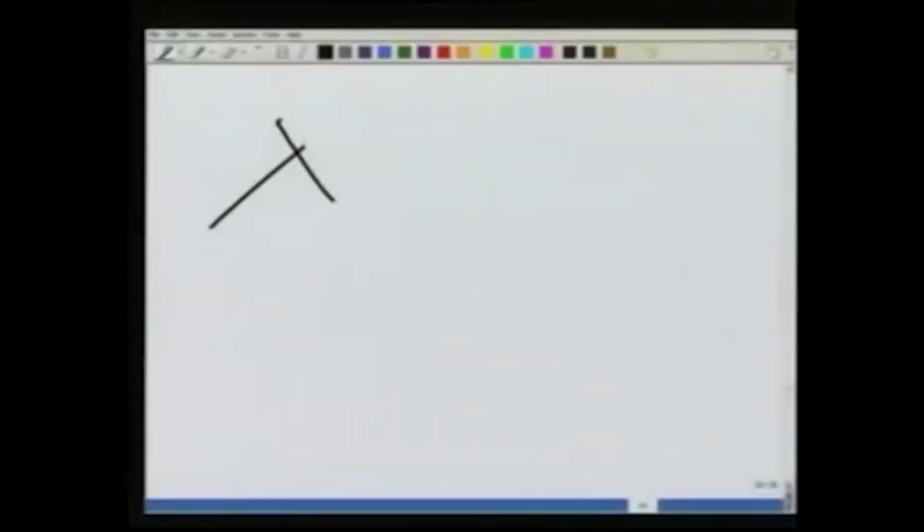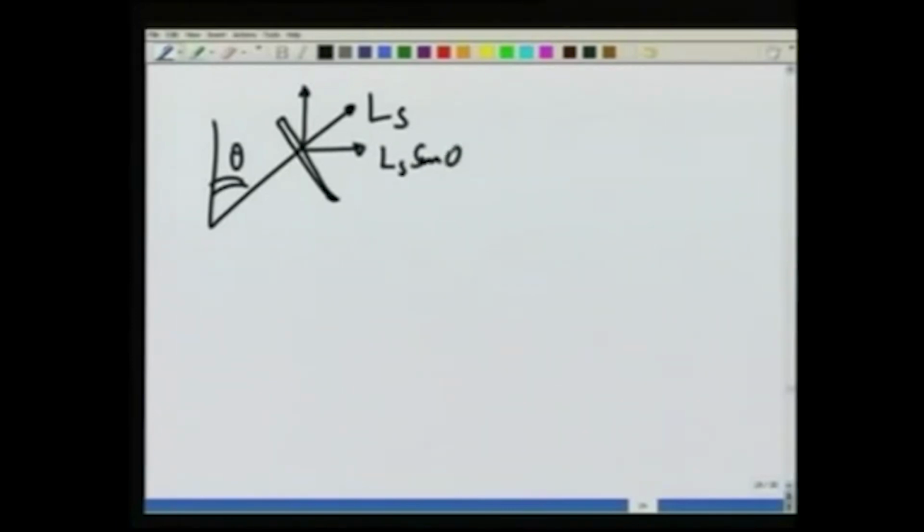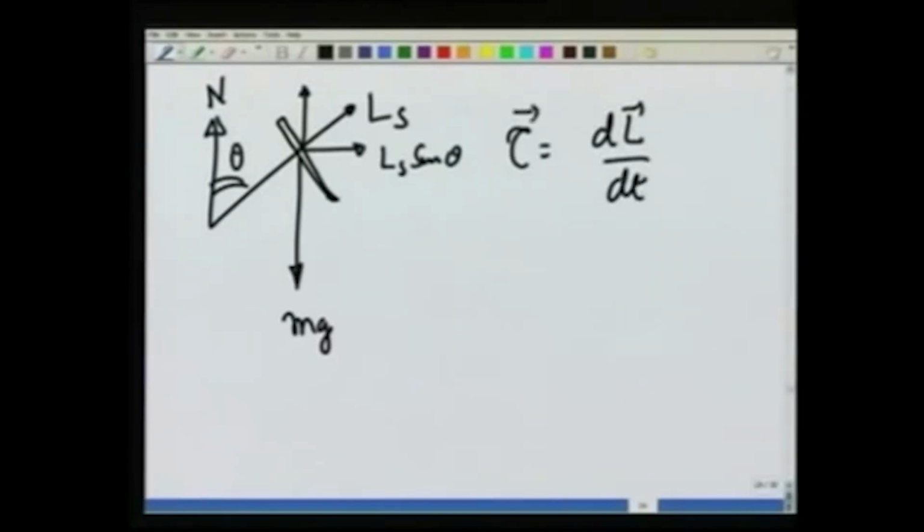Let me make a nice picture again. This is the wheel, this is L spin, this is the vertical component which does not change. The horizontal component, if this angle is theta, is going to be Ls sin theta. There is an mg acting downwards, there is an N acting upward. So tau should be equal to dL/dt. We have already made sure of the directions by demonstration as well as by working out here.